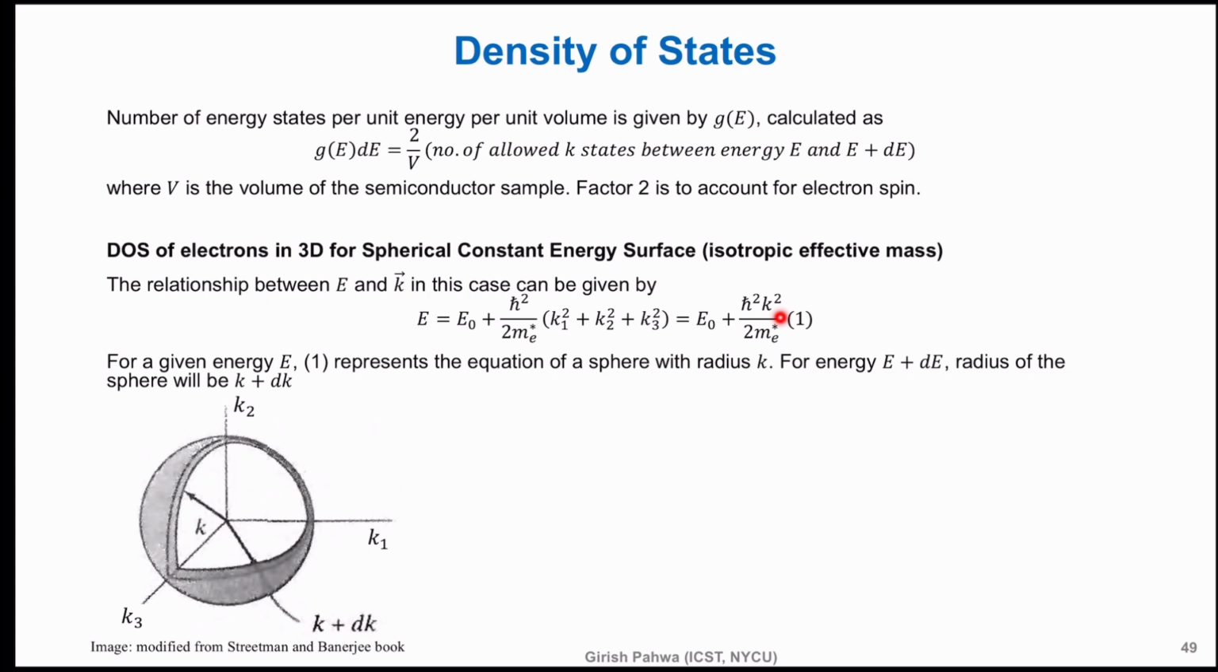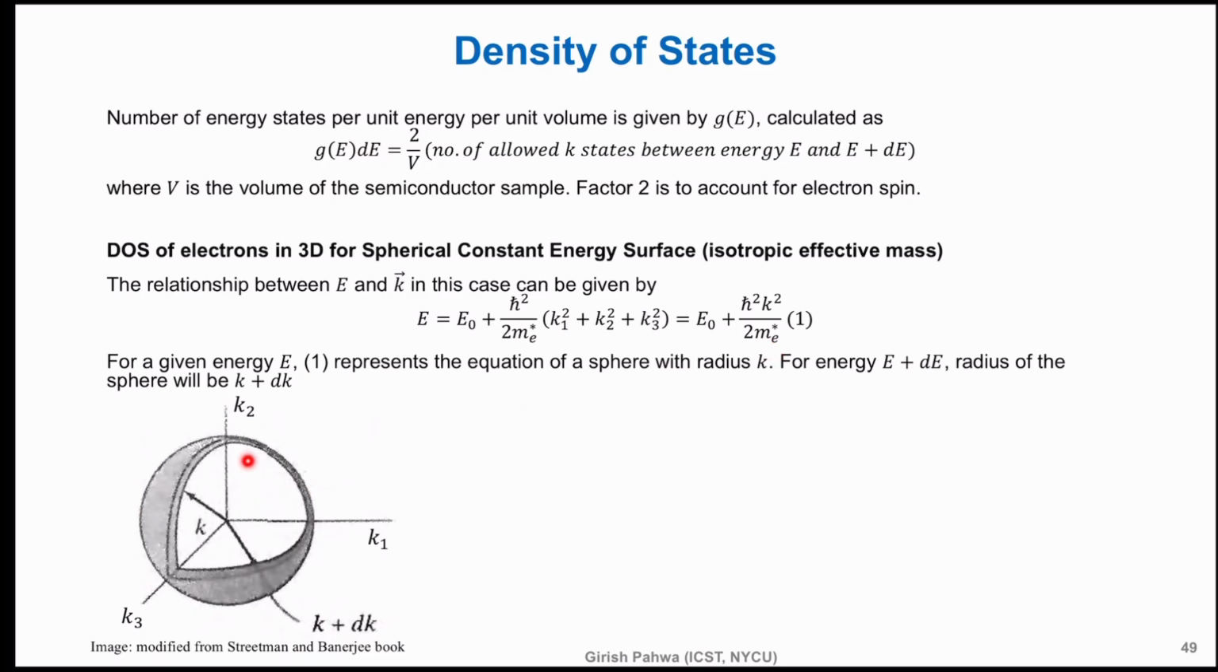Okay, so you can also say that k is the vector sum of vector k1, k2 and k3. It will give you the same thing. So E is equal to E naught plus h square k square by 2 m star. K square is the combination of these three. Now in this equation, E is equal to E naught plus h square k square by 2m.